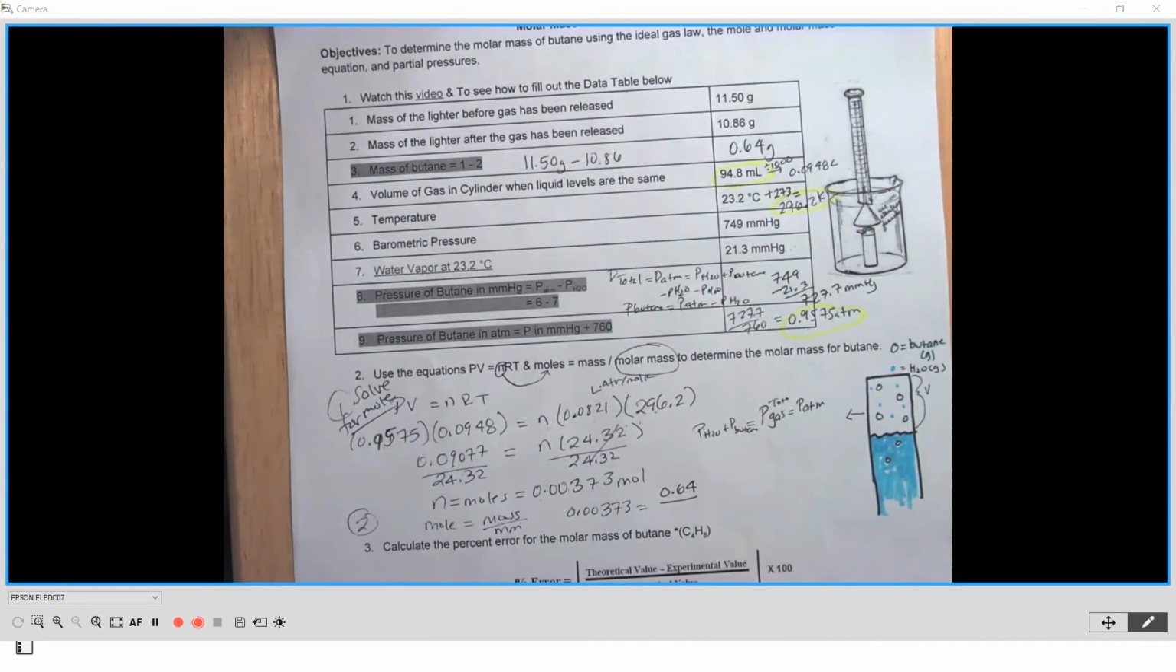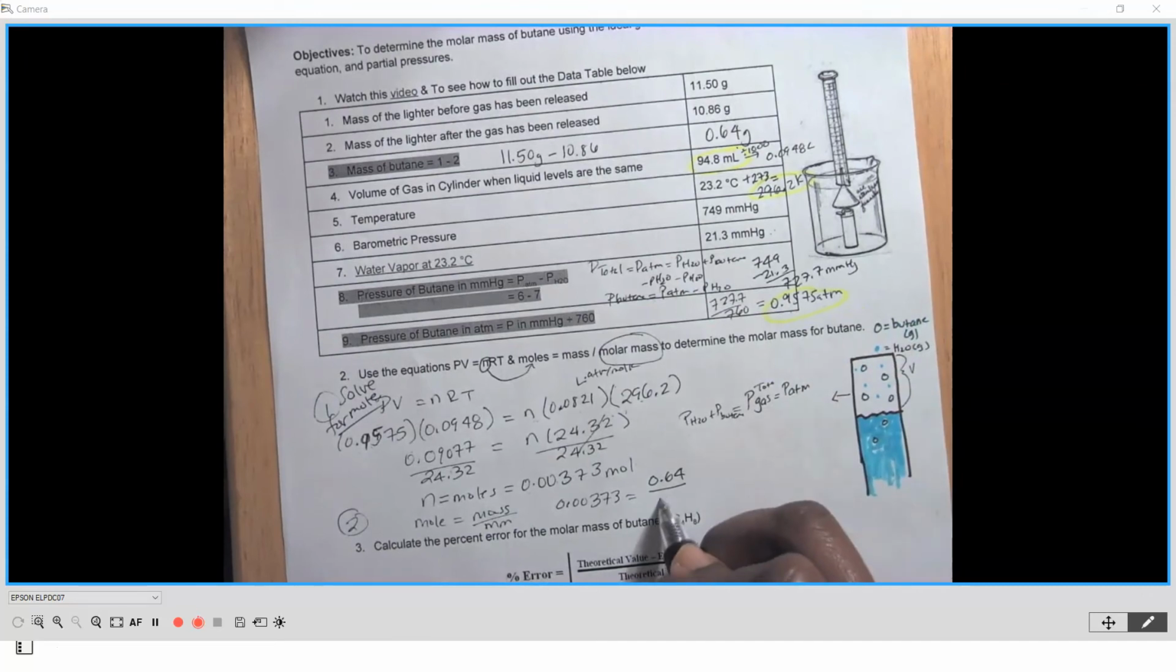I've done that. Now what I want to do is use the mole equation, moles equals mass over molar mass. So I'll use my mole value in that equation. So we have moles is equal to mass over molar mass, not mole over molar mass. All right, so my moles is 0.00373. My mass of gas is 0.64. And my molar mass here is what I'm looking for.